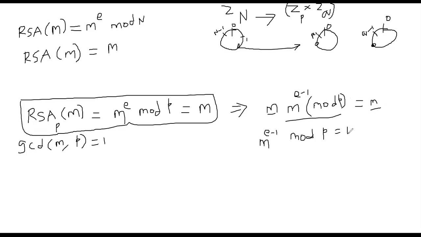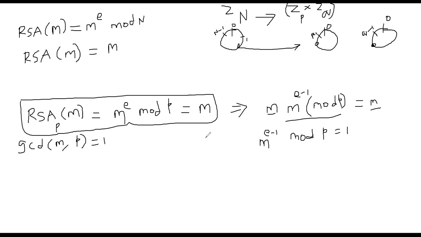Now we are going to make use of the fact that p is prime. If p is prime, we do know that the group Z star p, which means excluding the 0, is a cyclic group. So in that case, we can imagine any element in the group.